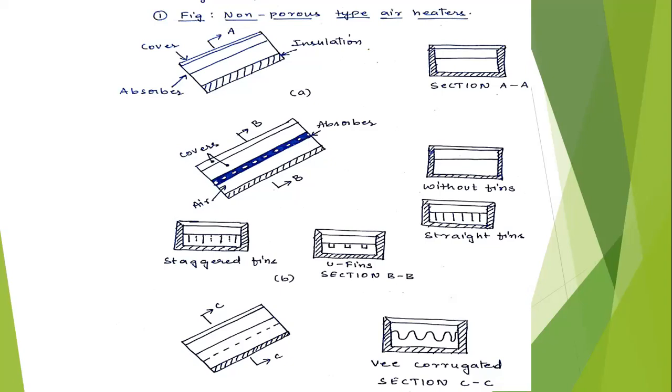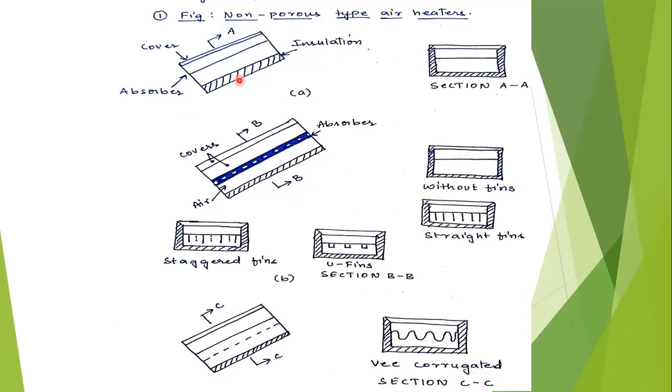So first we will discuss non-porous absorbers. These figures indicate non-porous absorbers, figures A, B and C. Different figures show different types of designs: figure A is one type of design, B is another and C is another. If you see figure A here, the plate is cooled by the air stream flowing over both sides of the plate.